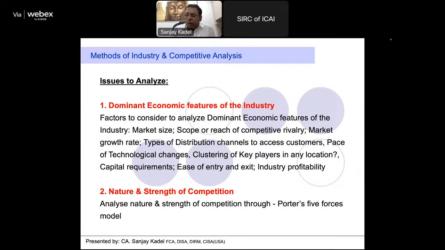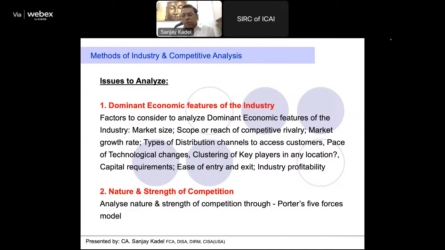Some of the issues we have to analyze. Number one, you have to analyze the dominant economic features of the industry. Then you have to analyze the nature and strength of competition. To analyze the nature and strength of competition, you can follow a model called Porter's five forces model. If you follow Porter's five forces model, you can analyze the nature and strength of competition. We may come across Porter's five forces model later, but we will discuss it now itself because we are trying to recall and revise.